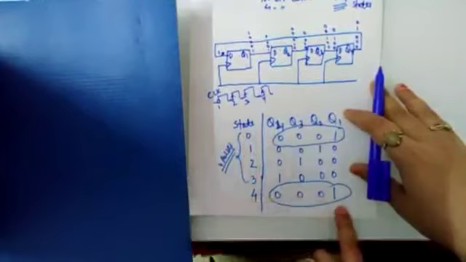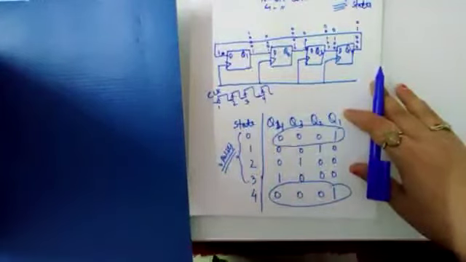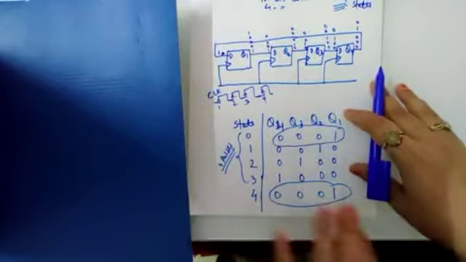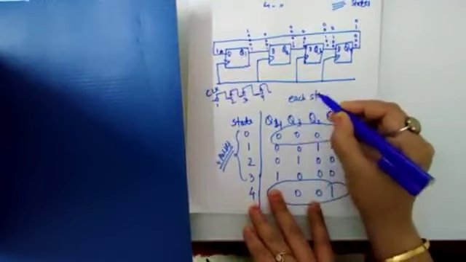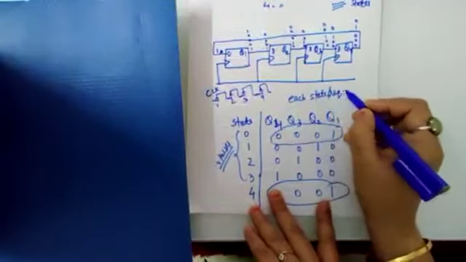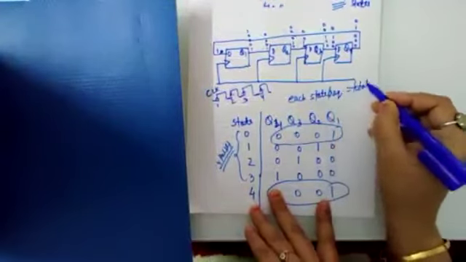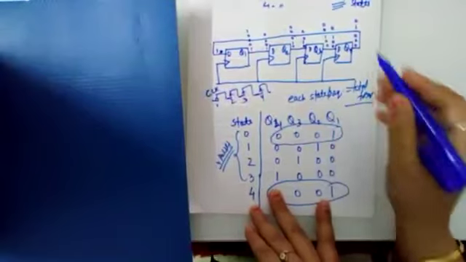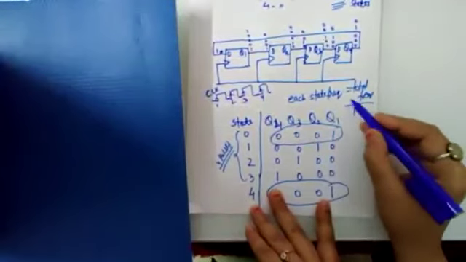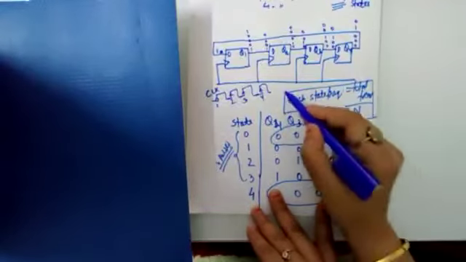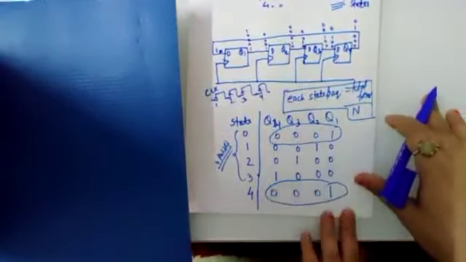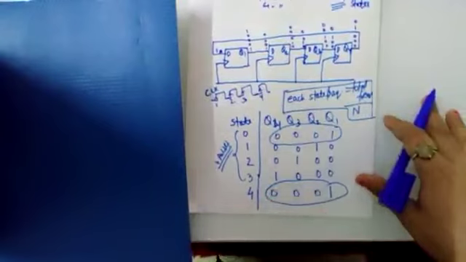So this is the ring counter, in which it will count only n clock pulses. Each state frequency will be given as the total frequency divided by the total number of states, meaning n possible states. So this will give each state frequency. So this is all about the ring counter.